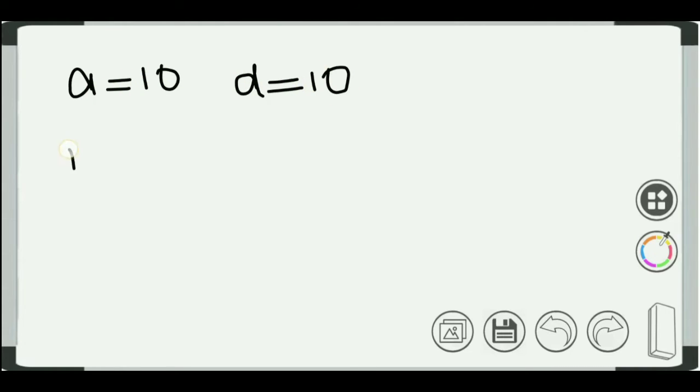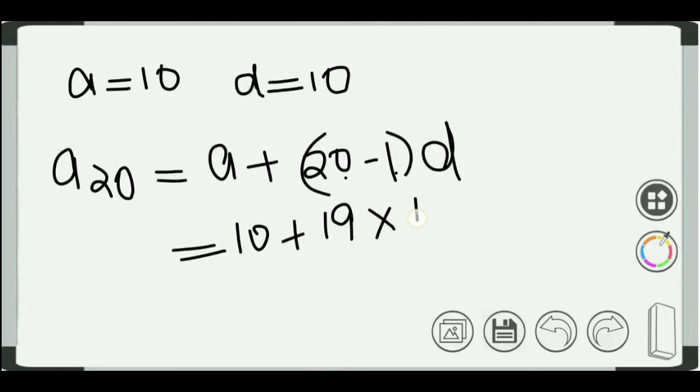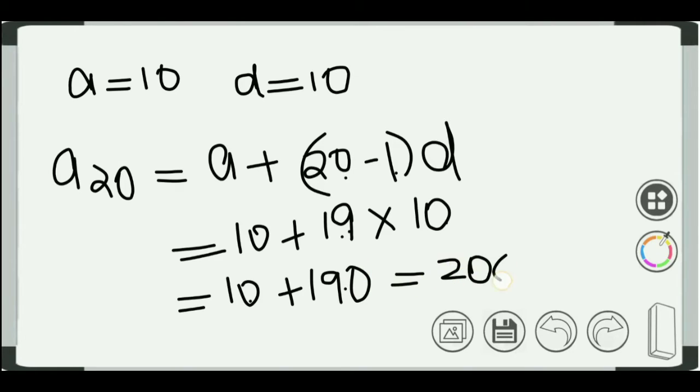Now can you find the 20th term, that is a20? a plus n minus 1 into d. That means a plus 20 minus 1 into d. Equal to a is 10 plus 20 minus 1, 19 into 10. d is also 10. So 10 plus 19 into 10 is 190. So 10 plus 190 is equal to 200. This is your answer. Therefore you can conclude the 20th term of this AP is 200.